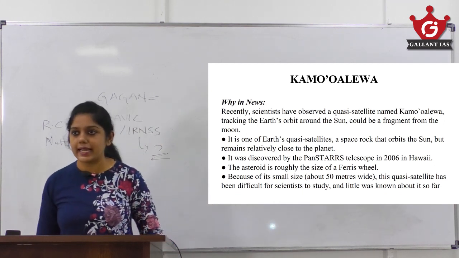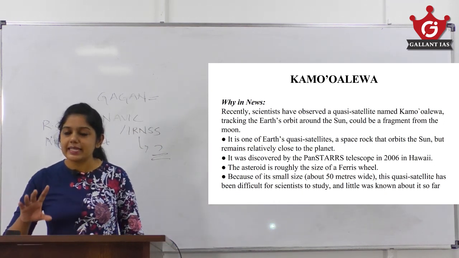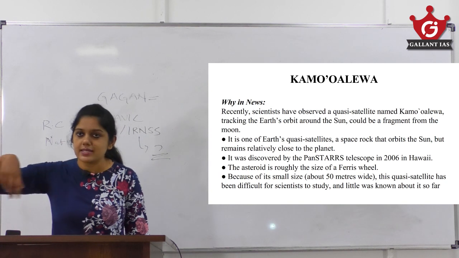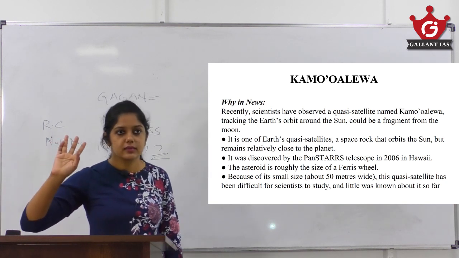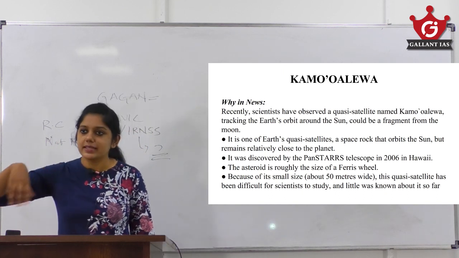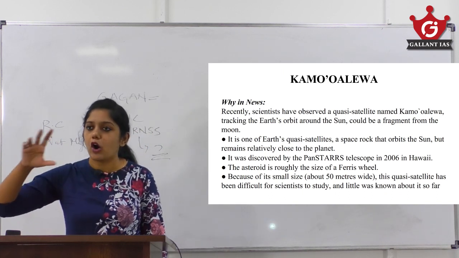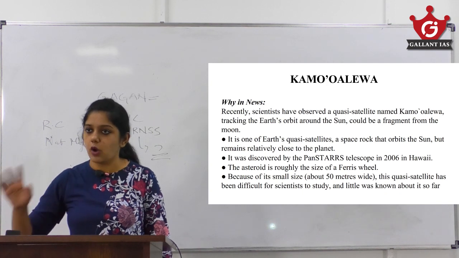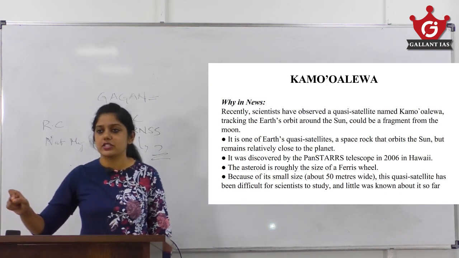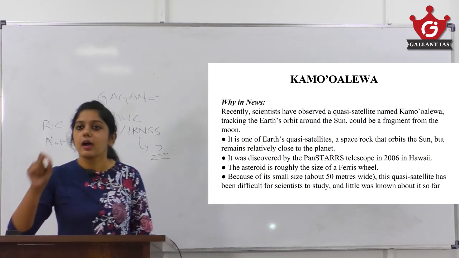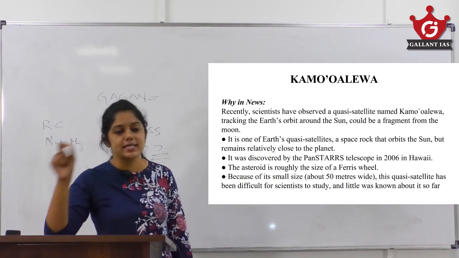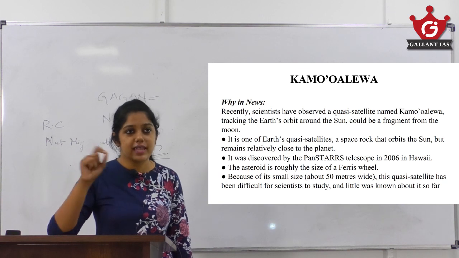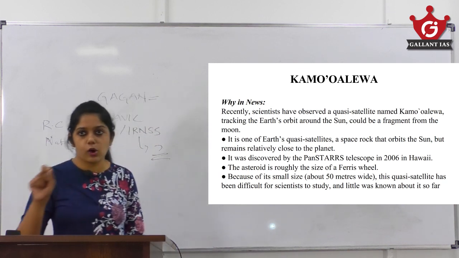What is a quasi-satellite? See, a quasi-satellite is orbiting the sun, but it has the same orbital speed as the Earth. Got it? It is orbiting the sun, but it has got the same orbital speed as the Earth. That is a quasi-satellite. In statement-wise questions, sometimes you will get a question like, which one of the following statements correctly defines a quasi-satellite? That kind of question can be expected. So, you should know what a quasi-satellite is.